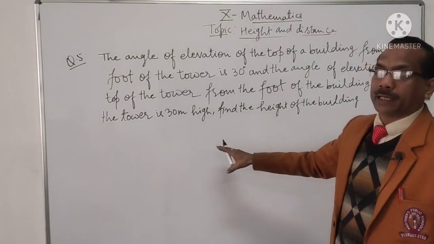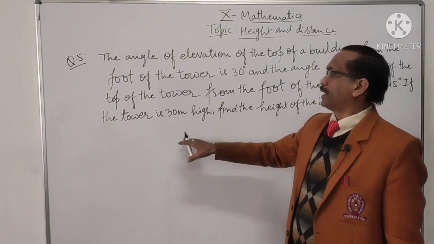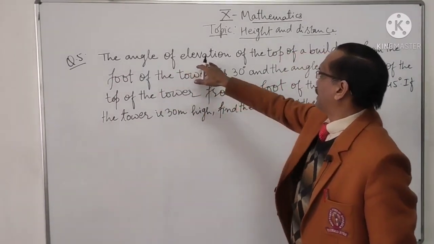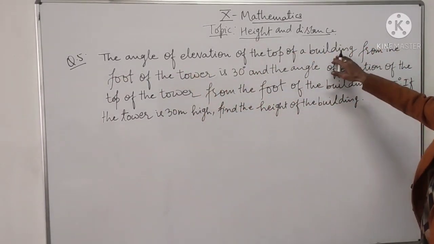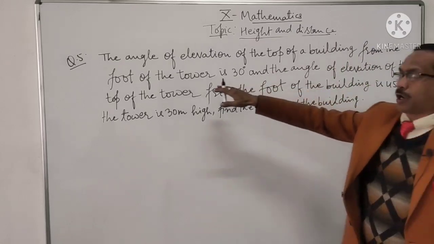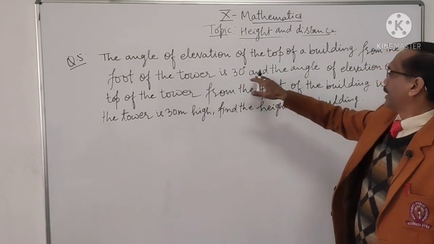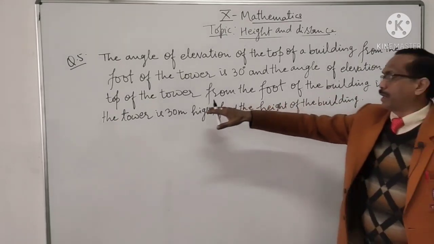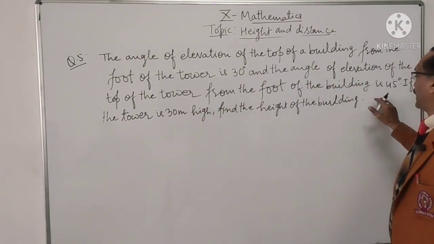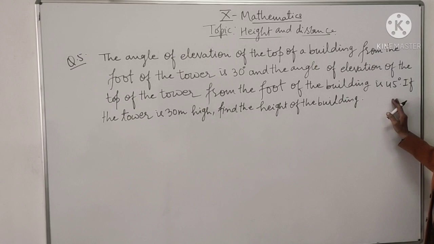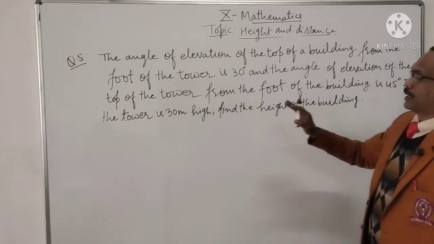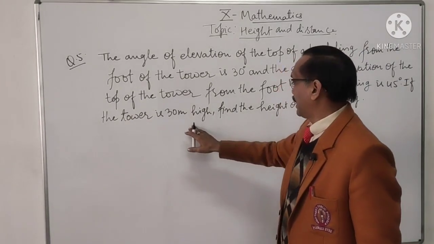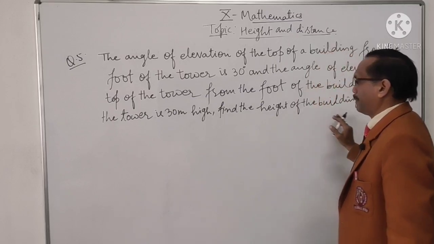Student, now next is question 5. Here the angle of elevation of the top of the building from the foot of the tower is 30 degrees, and the angle of elevation of the top of the tower from the foot of the building is 45 degrees. If the tower is 30 meters high, find the height of the building.